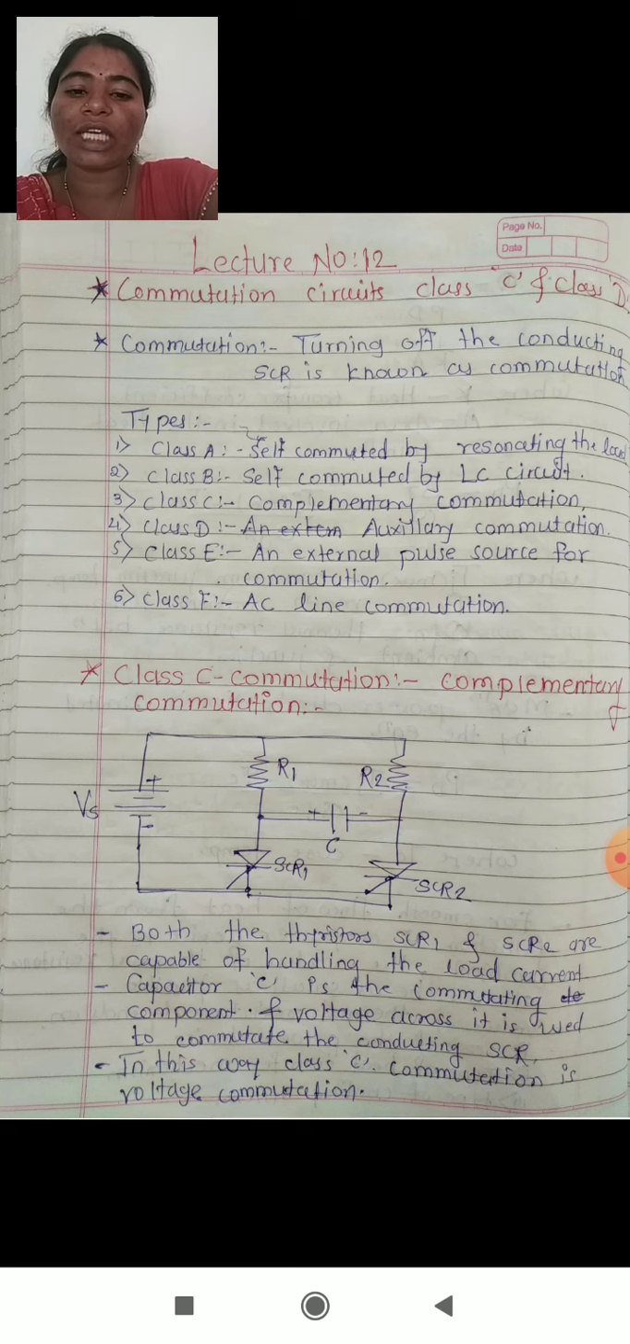Both SCR1 and SCR2 are capable of handling the load current. The capacitor C is the commutating capacitor connected across them, and the voltage across it is used to commutate the conducting SCR. Hence it is known as a voltage commutation technique.